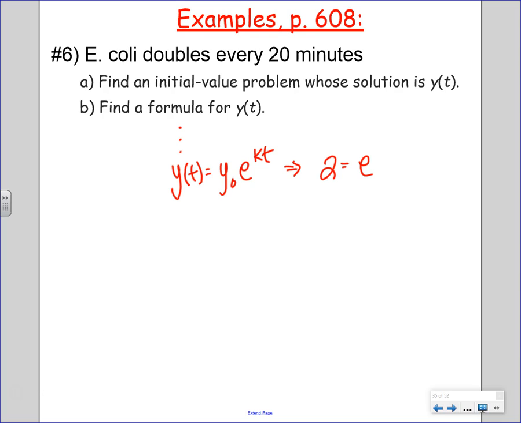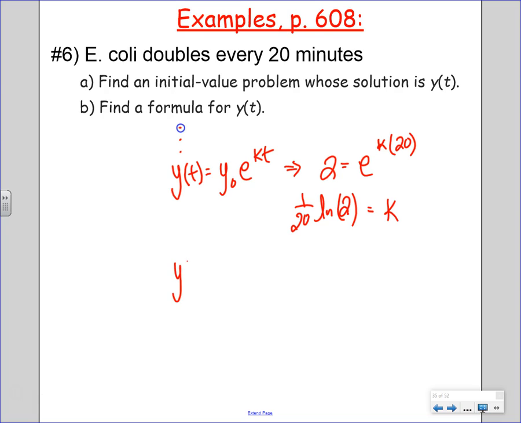2 equals e to the k times... we can find k, because they told us the ratio is going to be 2 when time is 20. Sweet. So then solve for k by taking ln of both sides. Hey, doubling. There it is again. 1 over 20... and now we can solve for the initial.